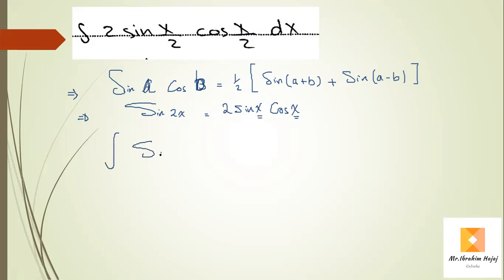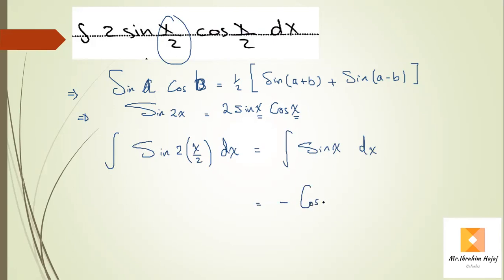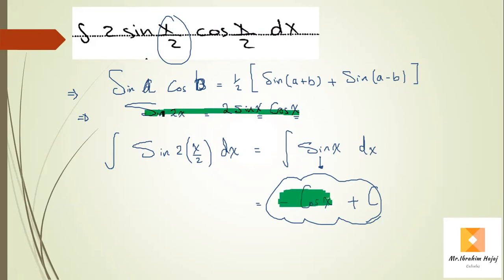The integral of sine of the angle. The x here represents the angle, which is x over 2. So it becomes sine x dx, which is easier. The integral of sine is negative cosine, plus c. That's easier, and you can use any one of them. If you use the first one, it also gives you the same answer.